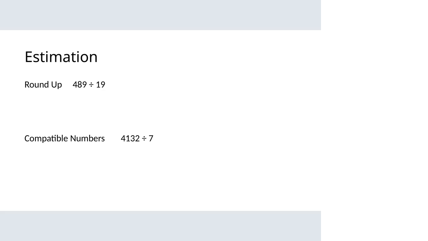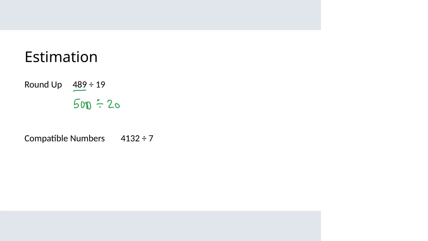Let's talk about estimation a little bit. Estimation with division has a couple of different techniques that we can go into. One of those is rounding up. What I mean by that is if we want to do 489 divided by 19, I can't do that. But you know what I could do is I could round this up to 500 and round this up to 20. And now I've got numbers that are both a little bit bigger than what I started with. So I made both of them bigger, so it's going to be pretty close.